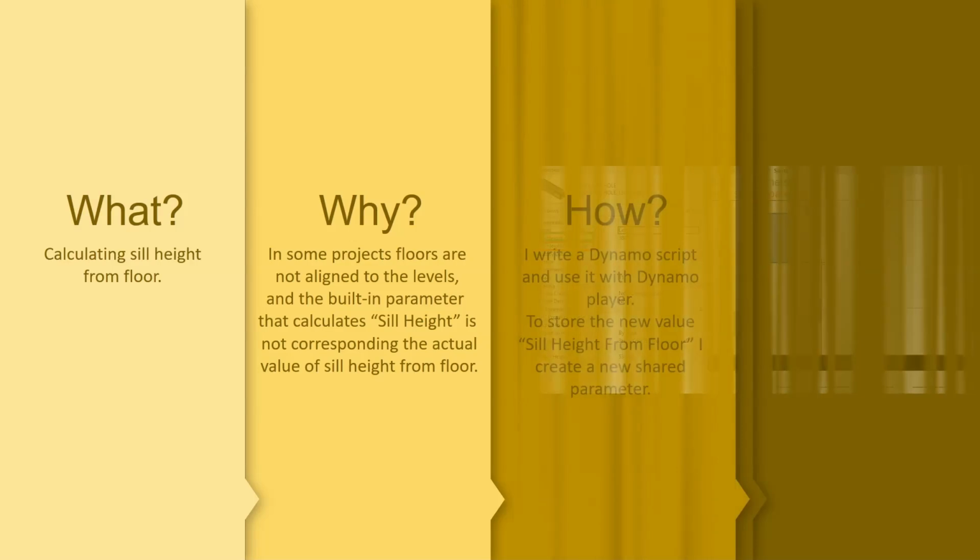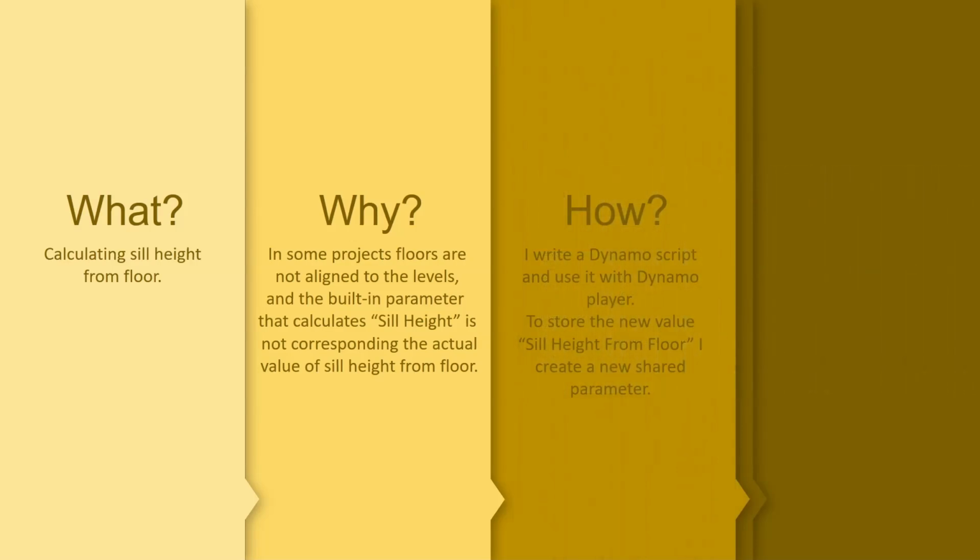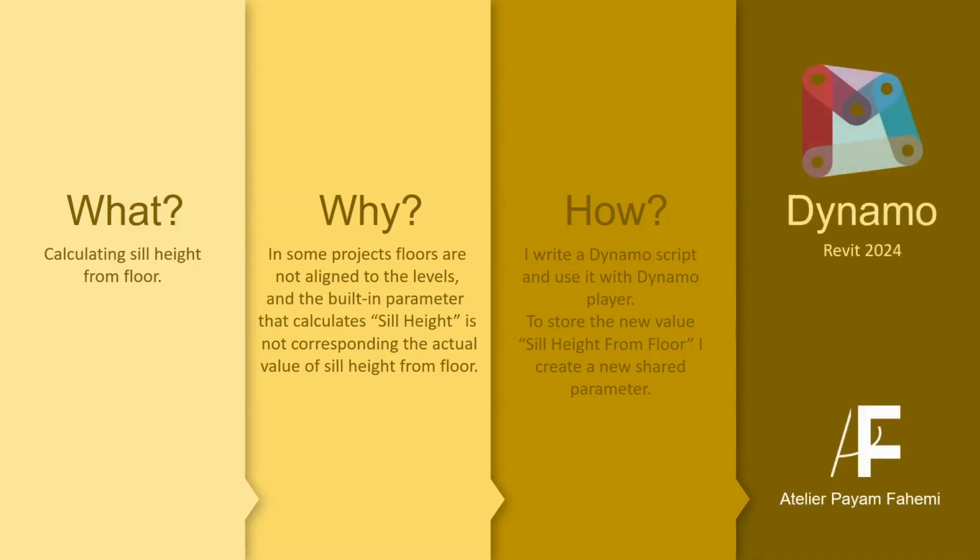So we need to use a Dynamo script, and I'm going to show you how to use it with Dynamo Player as well. To store the new value, sill height from floor, we need to create a new shared parameter. I'm going to show you how to create a new shared parameter as well. I use Revit 2024 and Dynamo. So without further ado, let's jump in.